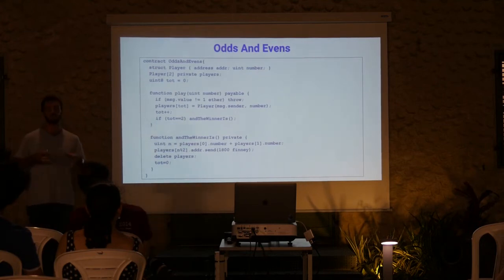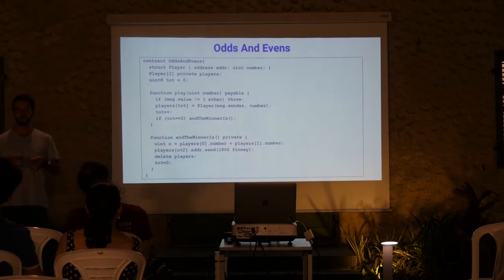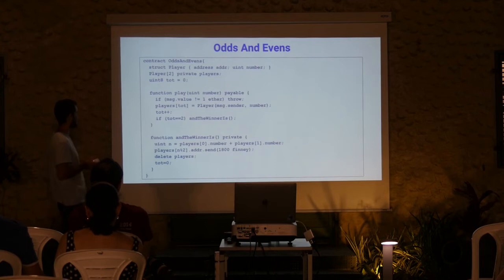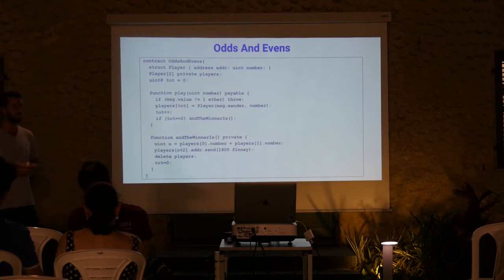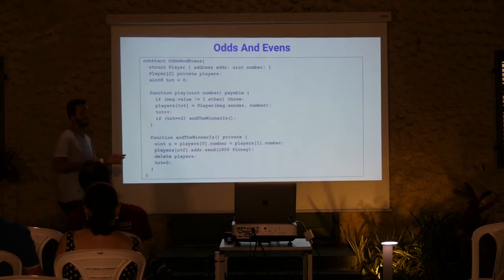The andTheWinnerIs function calculates the sum of the two numbers and checks if it's even or odd. And if the sum is even, we will send some amount of ether to the first player. If it's odd, we will send the same amount of ether to the second player.